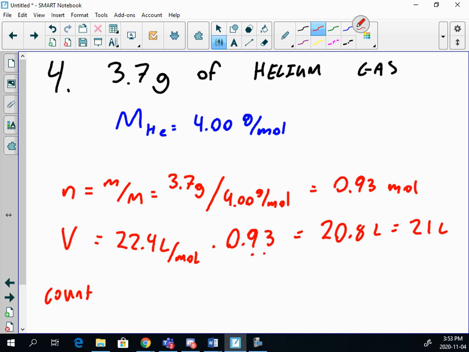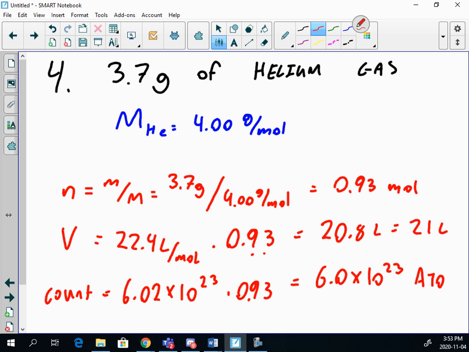To find our count of particles, we know that we have to do 6.02 times 10 to the 23 atoms per mole, multiplied by 0.93 moles again. And if we do that, if we do 6.02 times 10 to the 23rd, and we multiply that by 0.93, then we are going to get 5.59, or if we round up, 6.0 times 10 to the 23 atoms of helium.